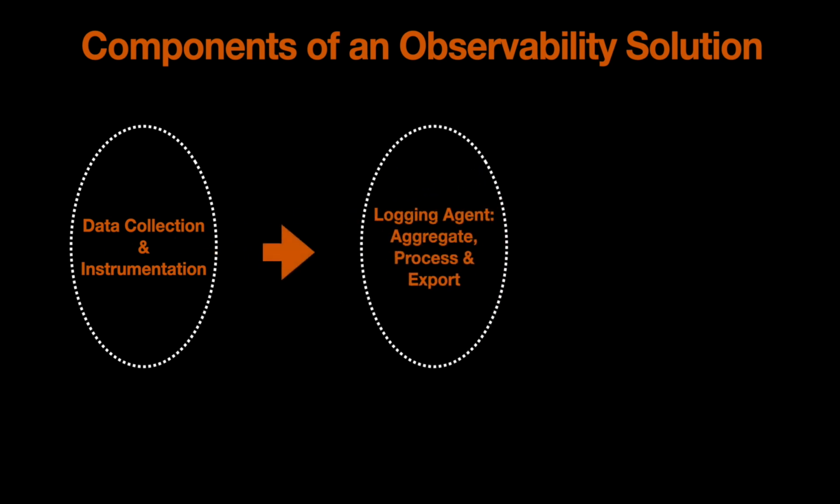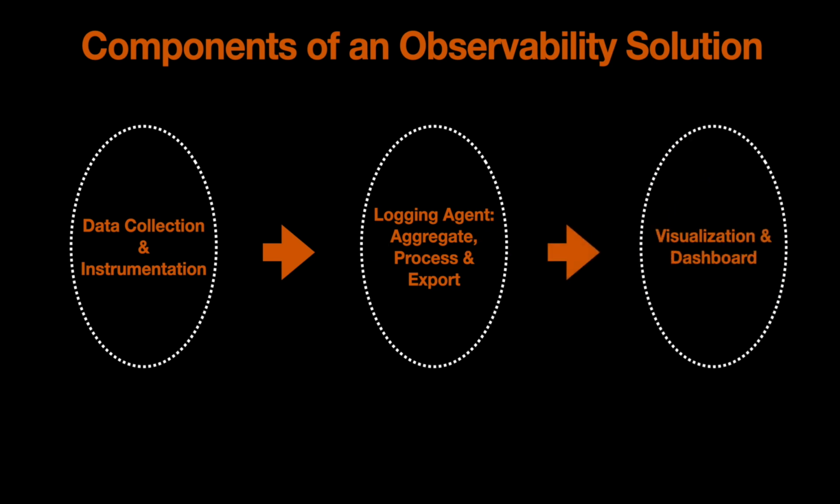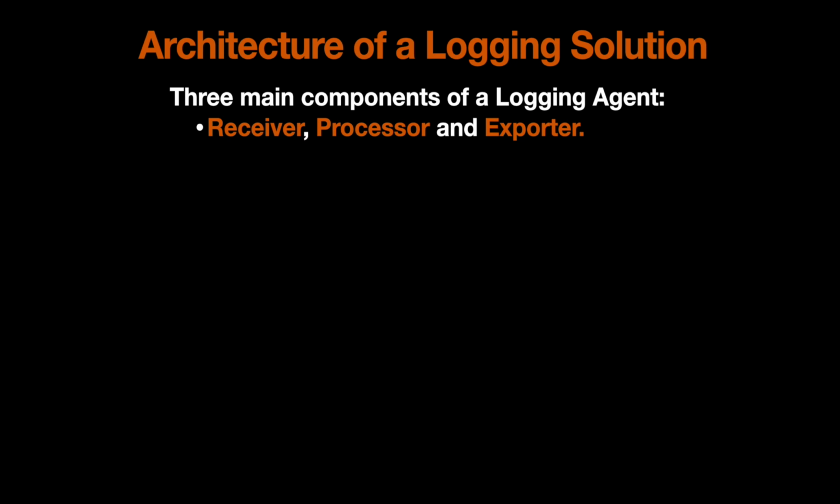Then the next thing that comes into the picture is our logging agent. These logging agents aggregate those generated logs, process the logs if needed, and export them to different destinations. And finally, when the logs arrive at our destination, we have some visualization tooling using which we can see our data in a dashboard with different graphs and charts, take necessary actions, and set alarms based on this data. The main component in a logging solution is the logging agent.